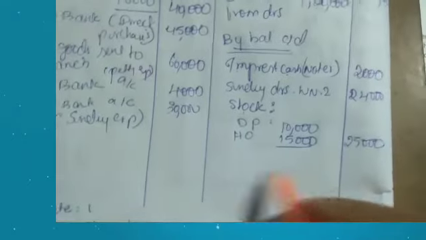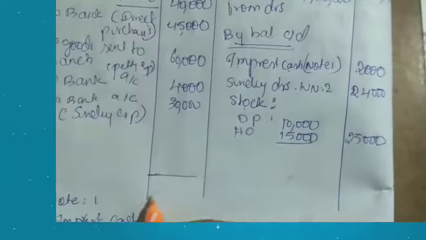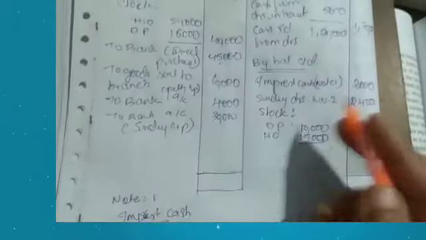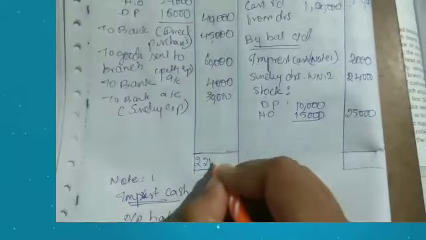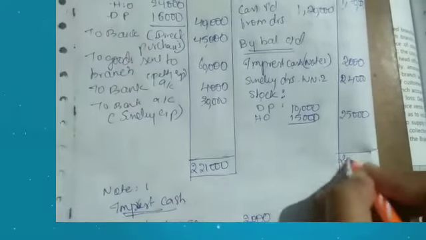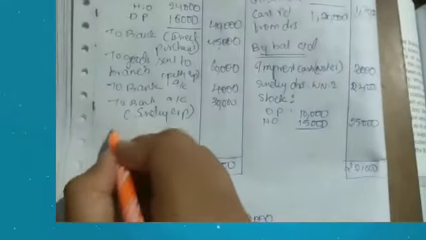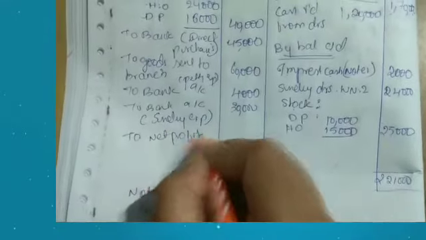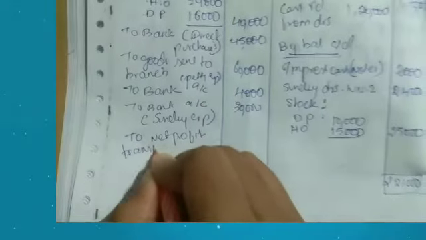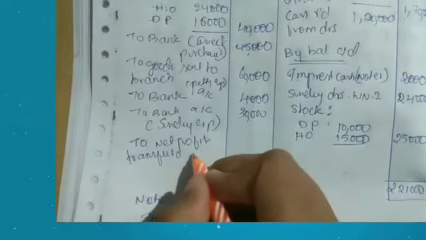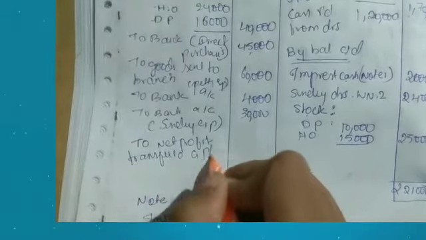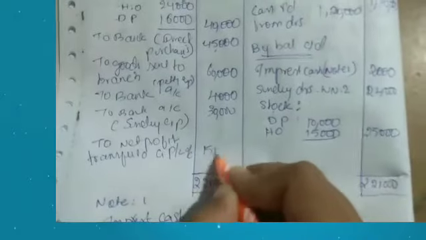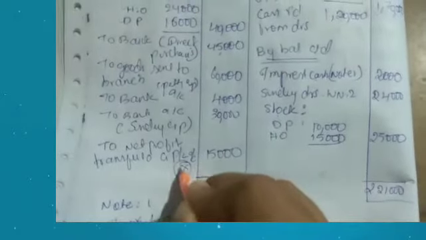Now make this total and see which side is greater. So the credit side is greater, 2,21,000. We have a net profit to transfer to the general P&L account. So there you get 15,000 as profit. So that's all about this question.